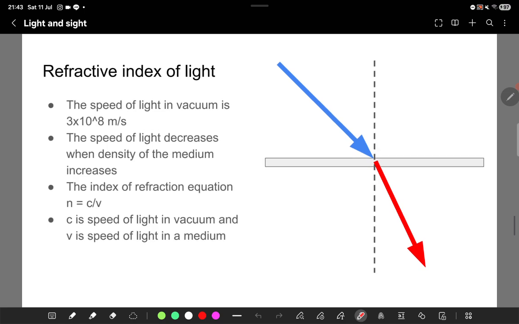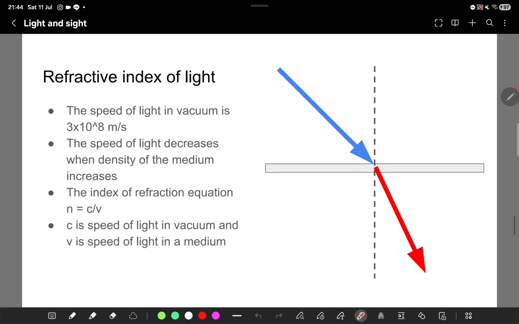Next, the refractive index of light. As we know, the speed of light in vacuum, or c, is 3 times 10 to the 8 meters per second approximately. The speed of light will decrease when density of the medium increases. The index of refraction has the equation n equals c over v. c is the speed of light in a vacuum, and v is the speed of light in any kind of medium. For example, we might have this medium as air, and the other medium is water.